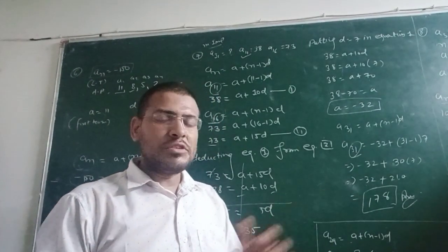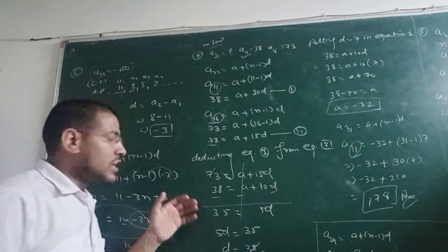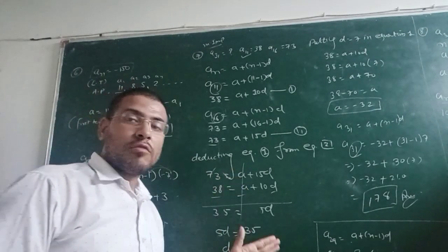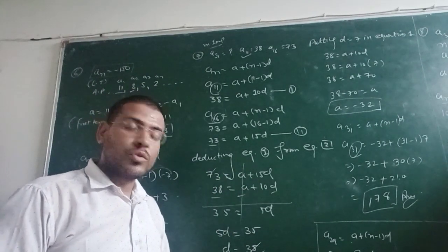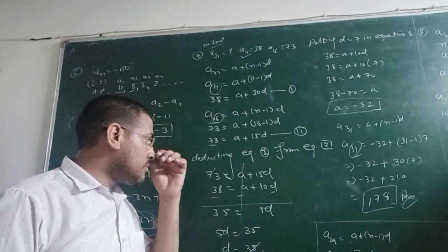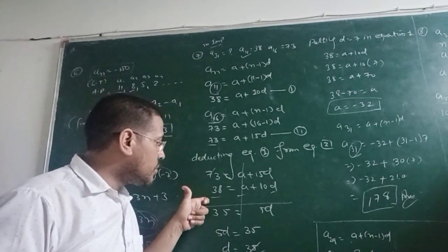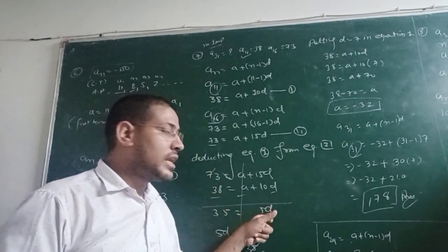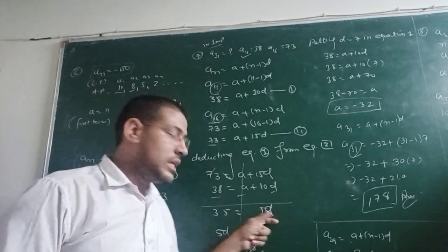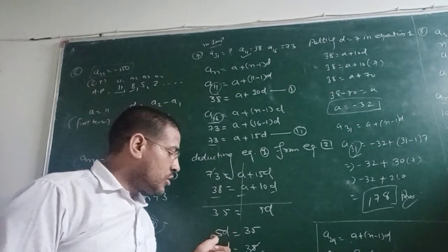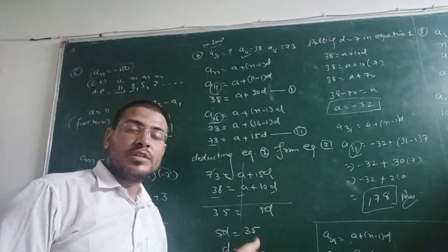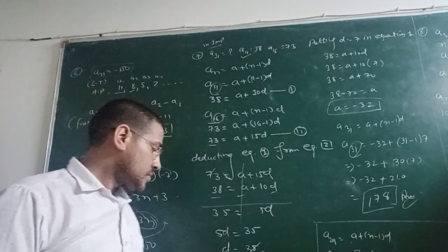Right? But here it is not that kind of question. So what is to be done? They both are equal, so directly we will deduct equation 1 from 2 or 2 from 1. We have done the same thing and found the difference between both of them. You can see 35 is equal to 5d. And to find the value of d, what do we do? Put 5 on the other side, we will get the difference d as 7.